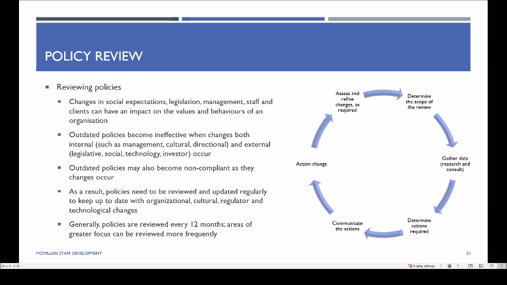Social expectations change, legislation changes, management practice changes, staff and clients and their needs and their expectations change, and all these things can have an impact on our organization. So it impacts on our values as an organization, and that impacts on our behaviors. So that then means that it's going to impact on our culture, and it should have an impact on our policies. So if we just do a policy once, lock it in forever, it's not going to be a living, breathing document that changes as the environment changes.